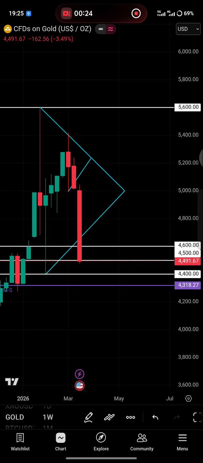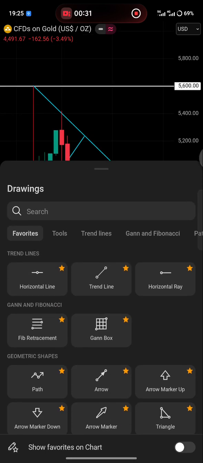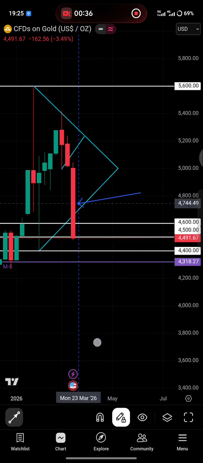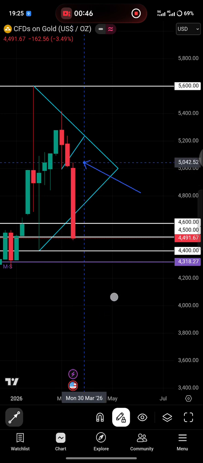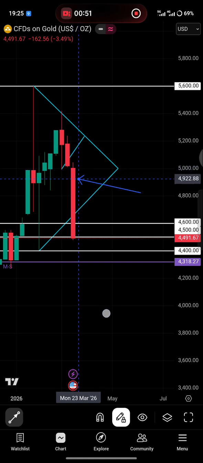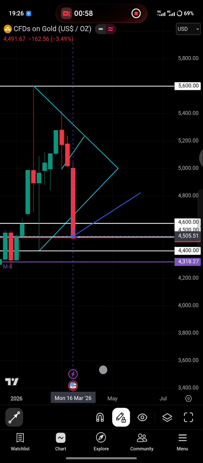First thing first, I'm going to be starting on the weekly chart. As you can see, the weekly chart has shown us that the latest weekly candle has already pushed all the way down and has broken a few supports, right? How many supports has the weekly candle broken? First support is the 5,000 support. The second is 4,900, 4,800, 4,700, 4,600, 4,500, right?